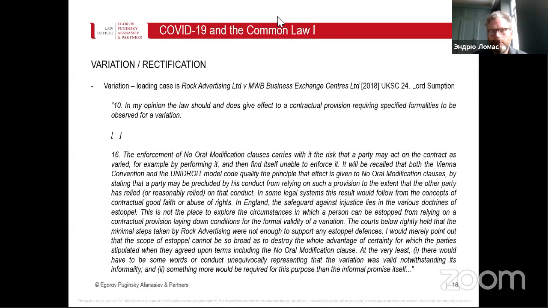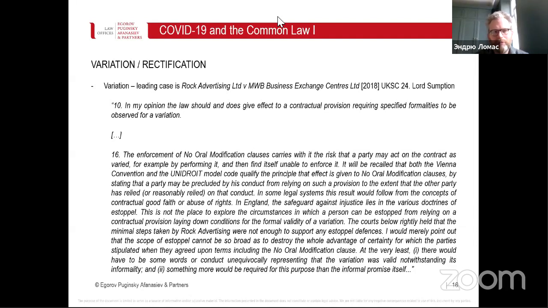So let's look at the law first and then analytically go back to Borisov and Ivanov's situation. So again, a very recent Supreme Court case here, Lord Sumption. And to cut a long story short, the pendulum here, as between reasonableness and certainty, has again swung towards certainty. And here the court, through Lord Sumption, said, in my opinion, the law should and does give effect to a contractual provision requiring specified formalities to be observed for a variation. So we'll analyse in a minute what issues there may be with Borisov and Ivanov and their back of a menu variation.